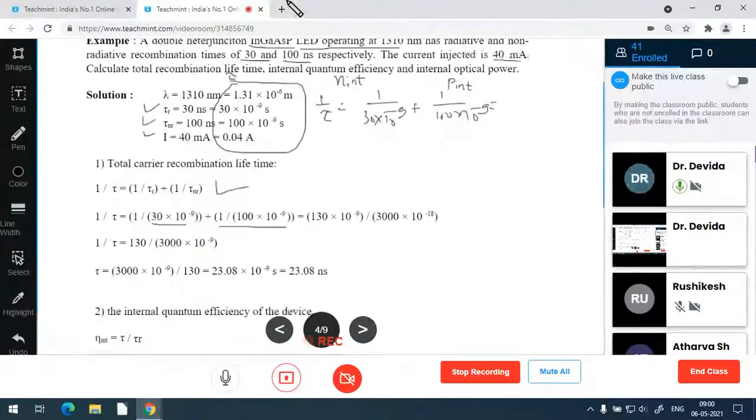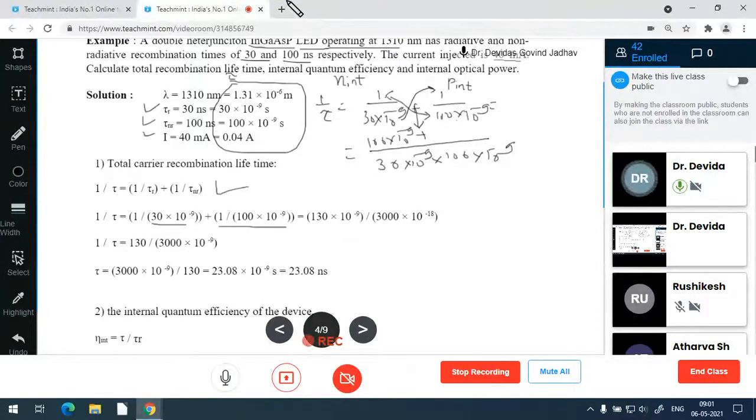So we will make the denominator same, multiply both these denominators with each other: 30 into 10 raised to minus 9 multiplied by 100 into 10 raised to minus 9. Now for this addition, this denominator is multiplied with this numerator, 1 into 100, so 100 into 10 raised to minus 9, plus sign as it is. Multiply this denominator with this numerator, 1 into 30 into 10 raised to minus 9. This becomes 30 into 10 raised to minus 9.